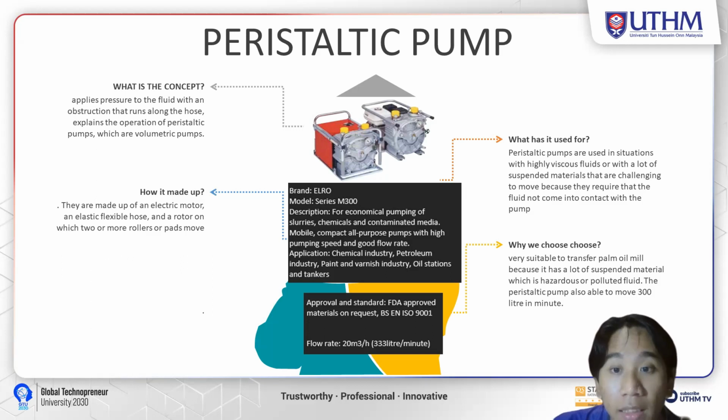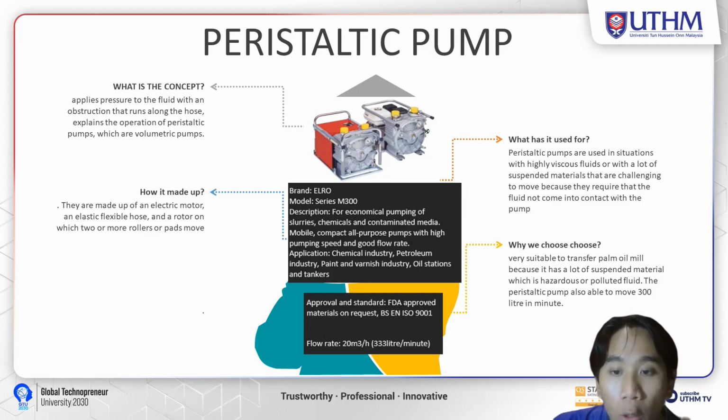So what is it used for? Peristaltic pumps are used in situations with dangerous or polluted viscous fluid, or fluid with a lot of suspended material, just like palm oil mill effluent, which has many impurities in the water.